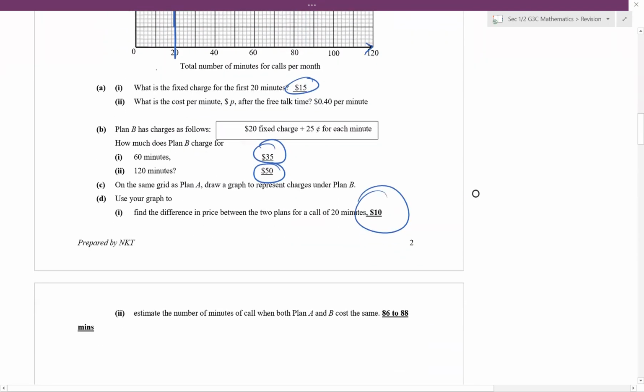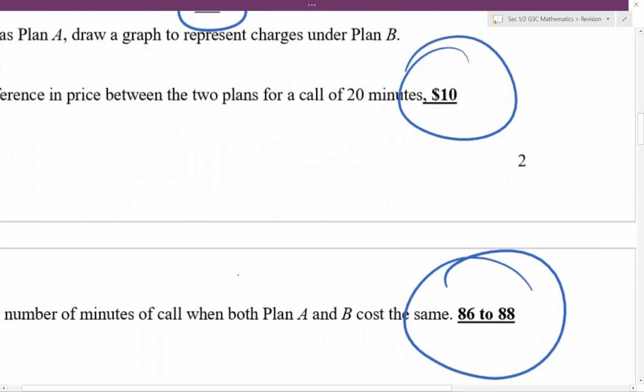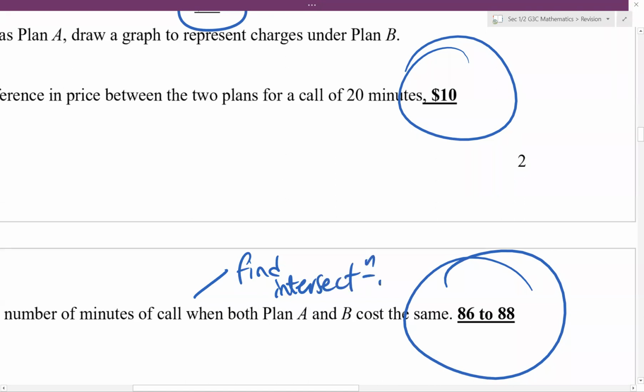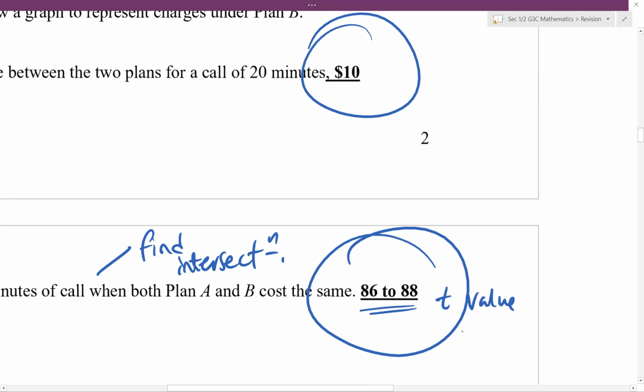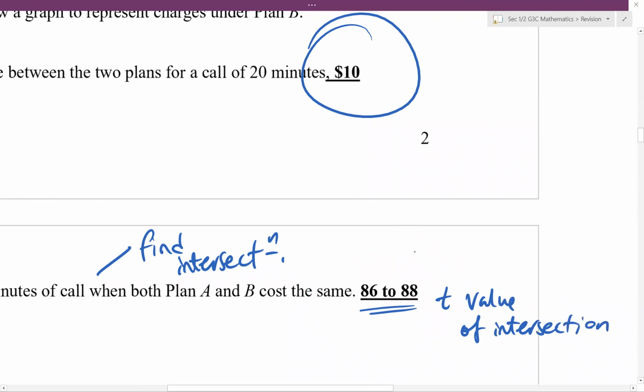Next one, part 2, estimate number of calls when they both cost the same. So as mentioned, find the intersection point. So this will be our T value of intersection. So range is given if it is not obvious enough. In this case, we allow from 86 to 88.